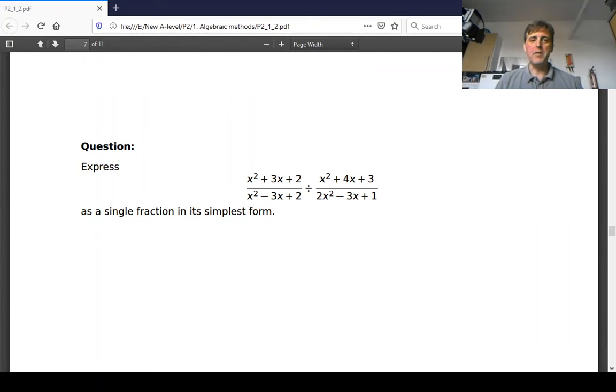Here's one for you to do then. So see how you get on with this one. We've got two fractions dividing by each other. What you need to do, of course, is factorize, factorize, factorize, and see what cancels out. Over to you.